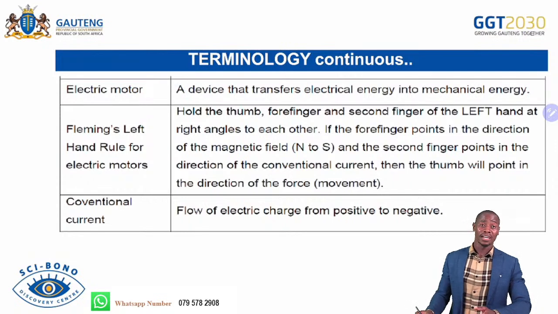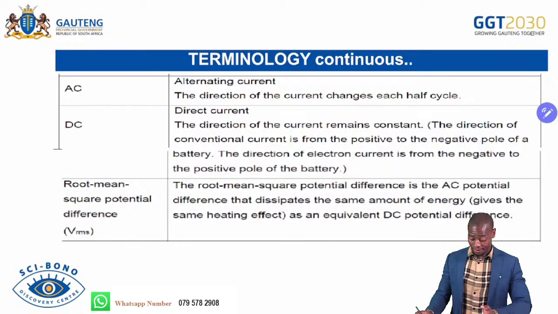Then the conventional current. We know from electric circuits that current flows from the positive terminal of a cell or a battery to the negative terminal. Then AC, an alternating current, where the direction of current changes after each half turn. And then DC, the direct current, where the current direction is constant. And then the root mean square potential difference, which we are still going to talk about.